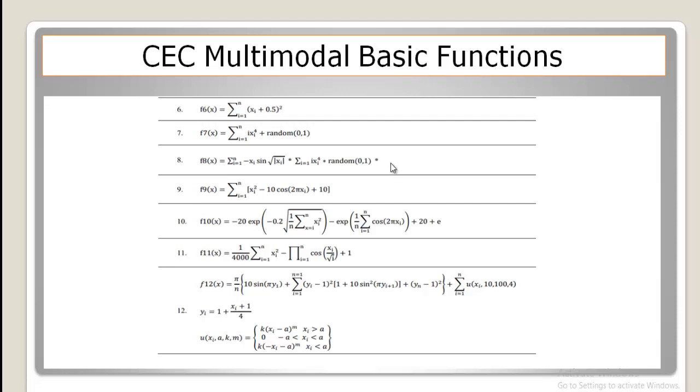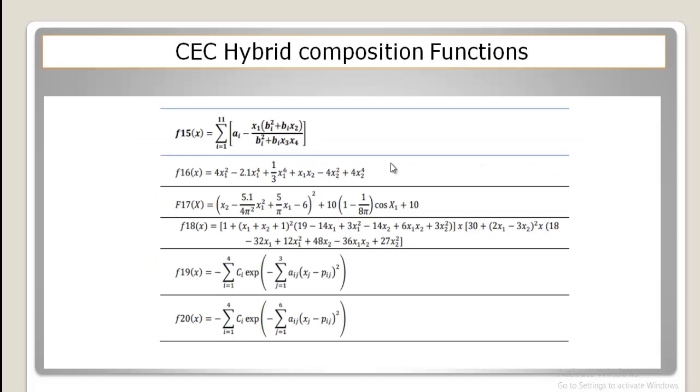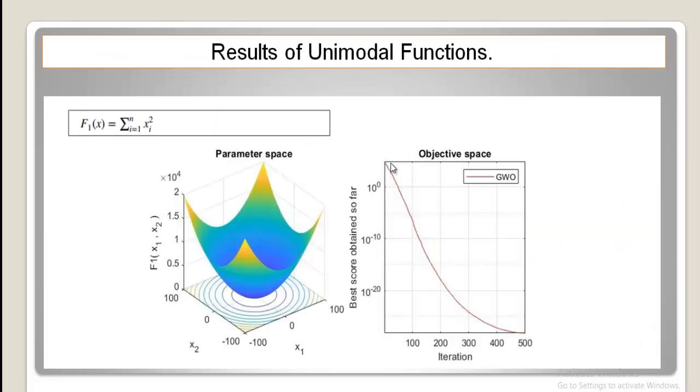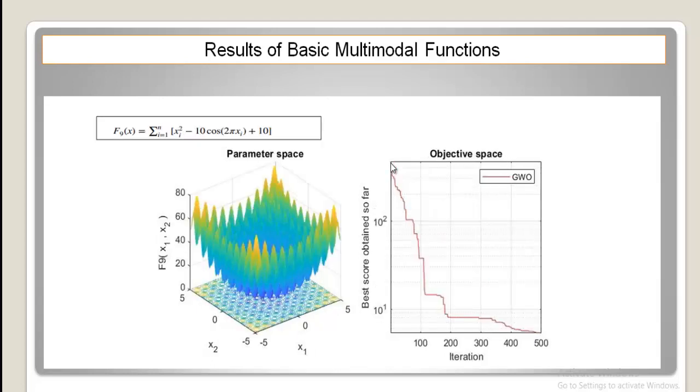The multimodal functions from function 12 to function 23 have multiple optimal values. They make them more challenging for optimization algorithms because they have to find the global optimum among many local optimal values. They test the algorithm's ability to avoid local optima and to explore the search space effectively, trying to find the global optimal value.